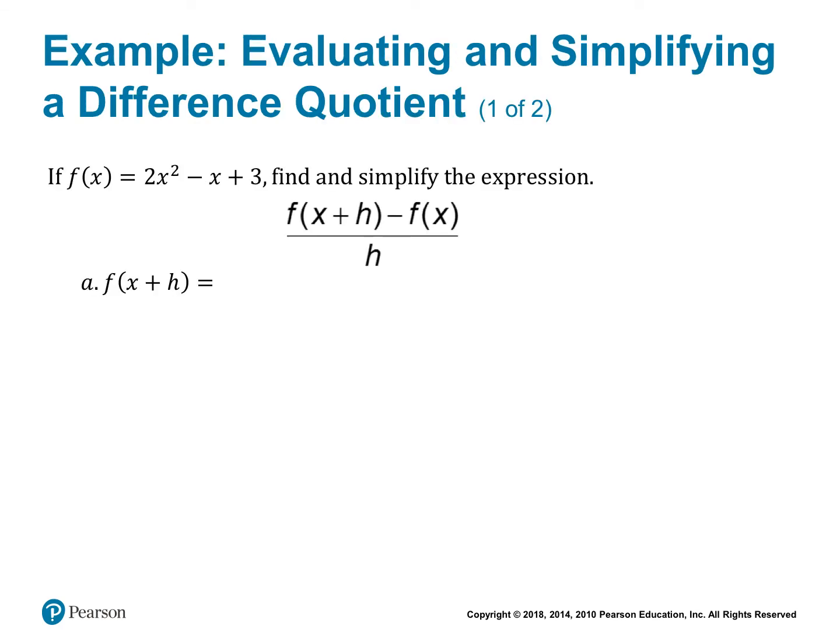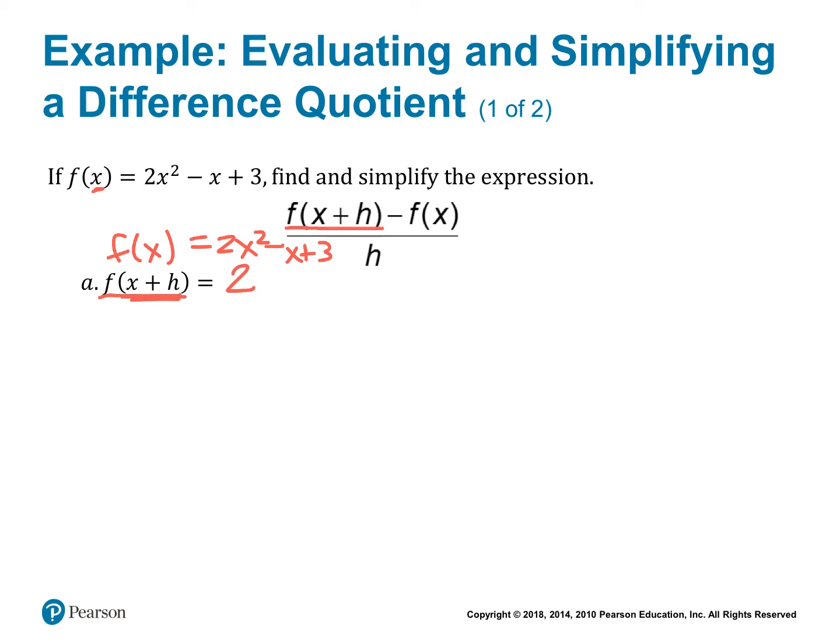So if f of x equals 2x squared minus x plus 3, find and simplify the expression. So we're going to complete this in pieces. We're first going to look at the f of x plus h part. So again, that means we're going to replace any x with x plus h. So our original was 2x squared minus x plus 3.